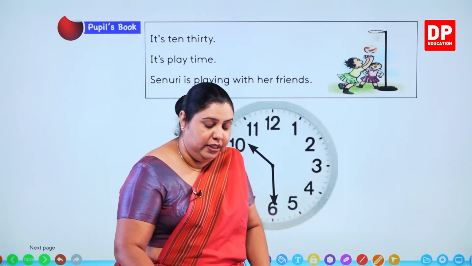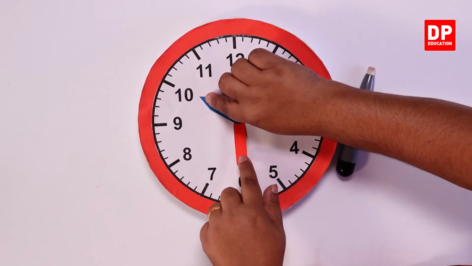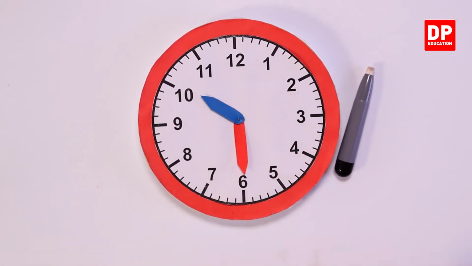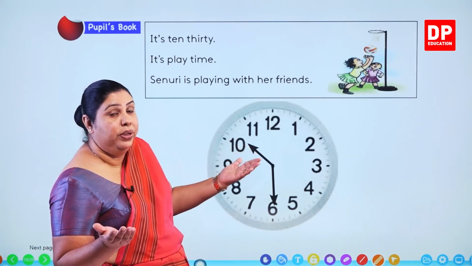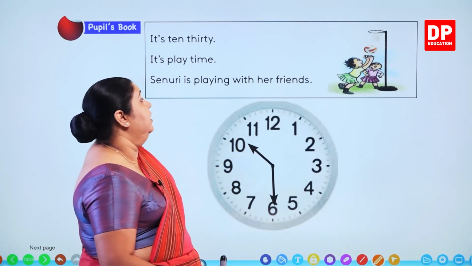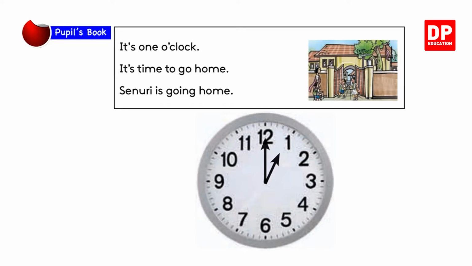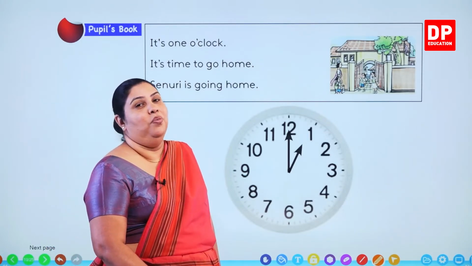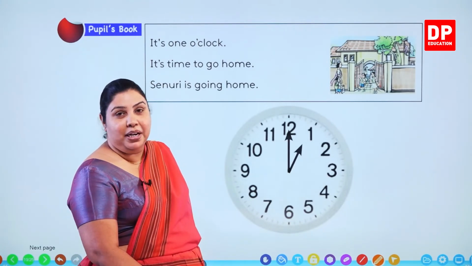Now 10:30. Look at my clock. Here the teacher has her clock and 10:30. Can you see? The short hand is in number 10 and the long hand is in number 6. 10:30 is the time. And what is Senuri doing at 10:30? She is playing. She is playing at 10:30 with her friends. Next one. Oh, it's 1 o'clock. It's time to go home. Now, when we go to school in the morning, we have to come back home. And what is the time that we come back home?